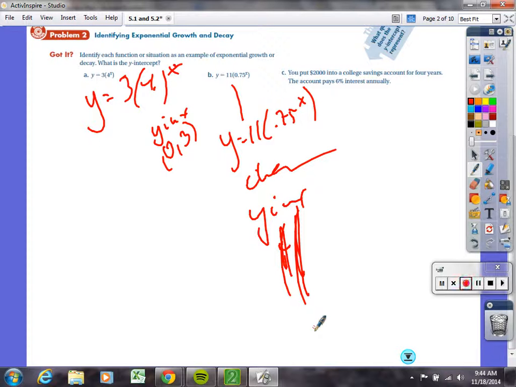Okay. So if you put $2,000 in a college savings account for 4 years, the account pays 6%. If any of you guys find a savings account that pays 6%, you let me know. Okay? And your interest is annually. How could we do this? I want you guys just to think about it. How can we do this?